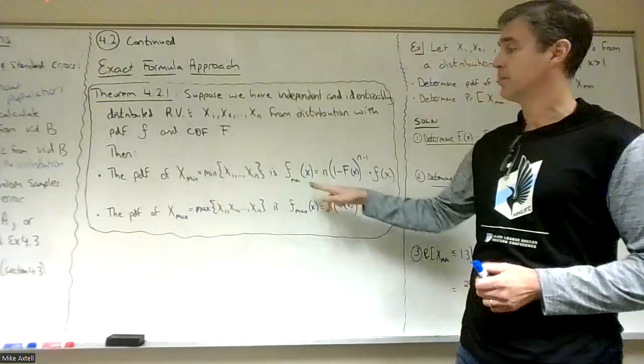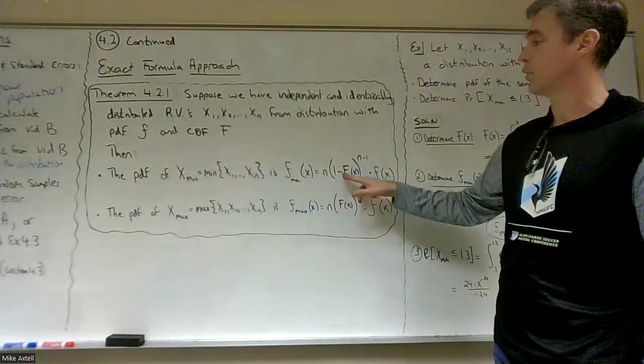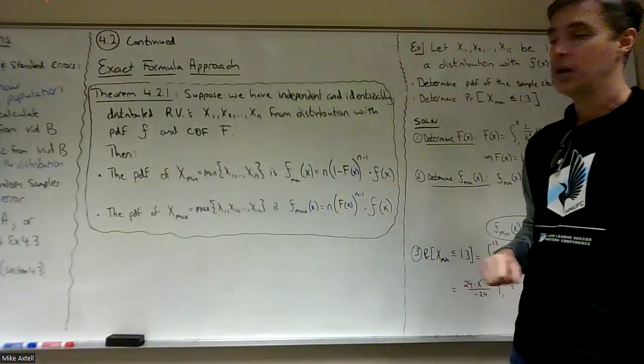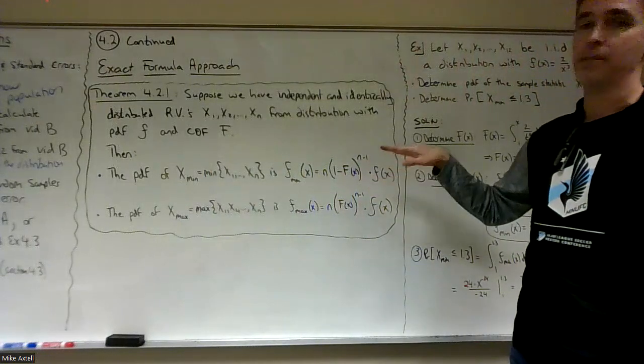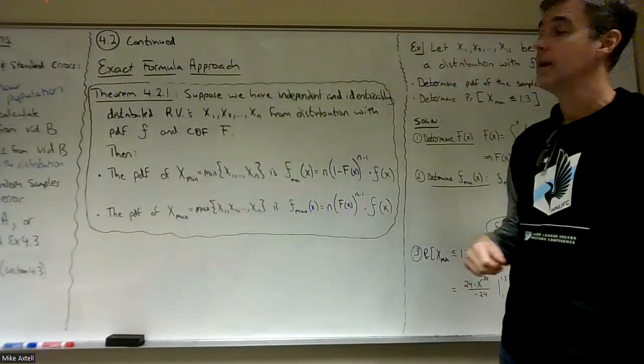In which case, the PDF of that test statistic, f sub min, is n times 1 minus capital F to the n minus 1 times lowercase f, right? So that's the PDF of the minimum value of n random variables from that distribution.